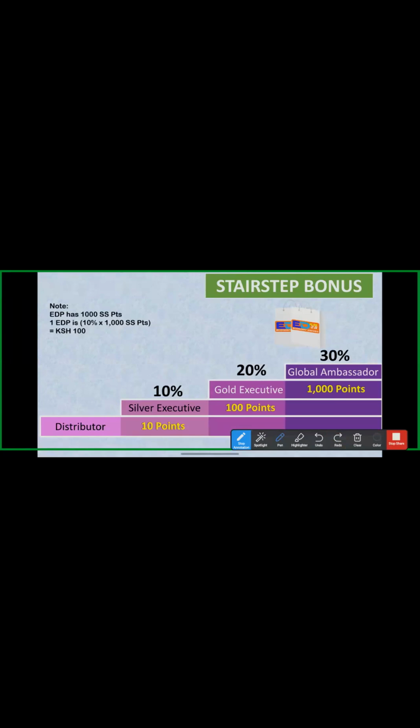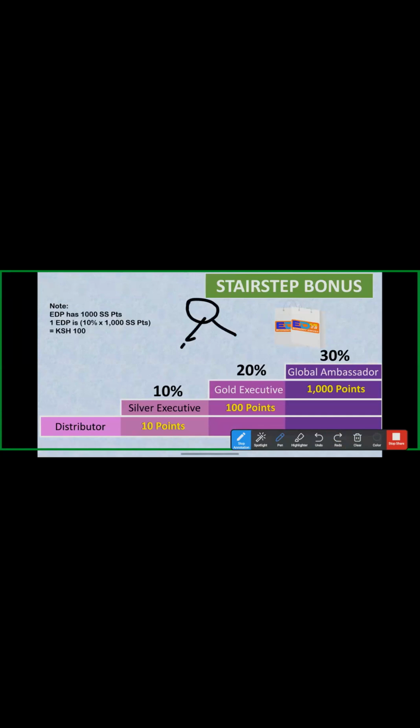Now this is how the stair step bonus is calculated. Remember we talked about the Ed Plan 2.0 package that had 1000 Kenyan shillings stair step points. You were wondering why it is Kenyan shillings and yet they are still called stair step points? It is because they are usually calculated directly.